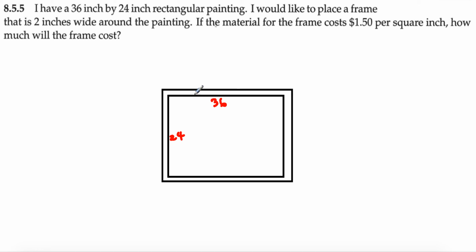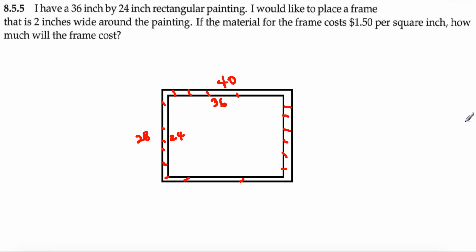That means to find the area between these two rectangles, we have to find the outer dimension. So this is 2 inches here, 2 inches here, so we get 40 on this one. 2 inches here, 2 inches here, so we get 28.